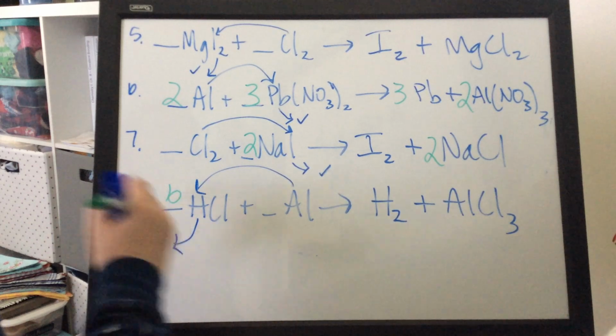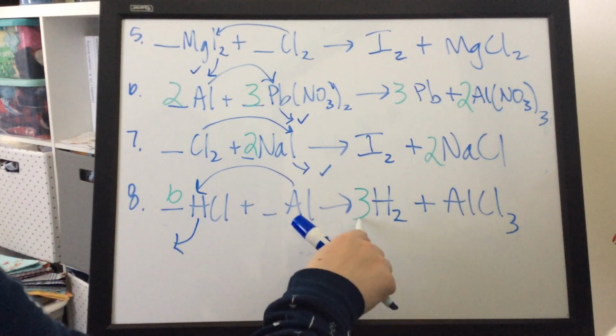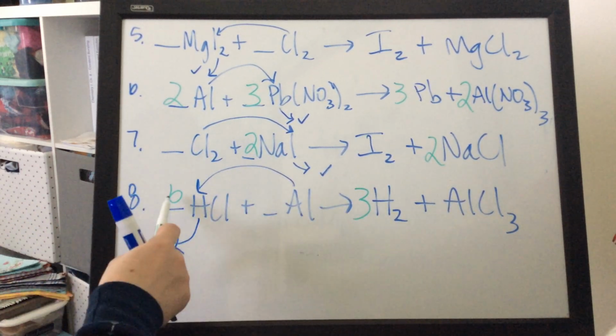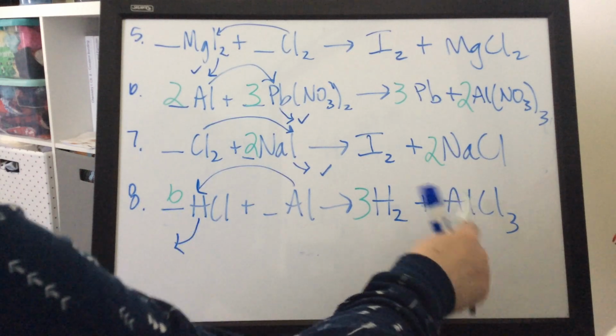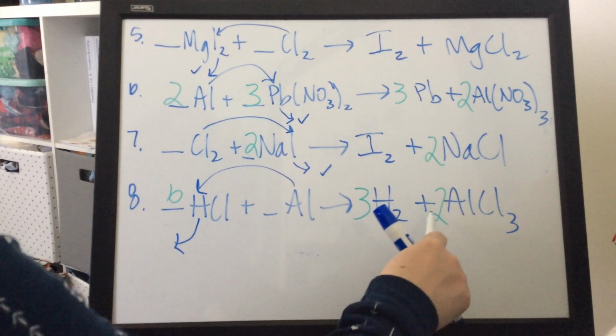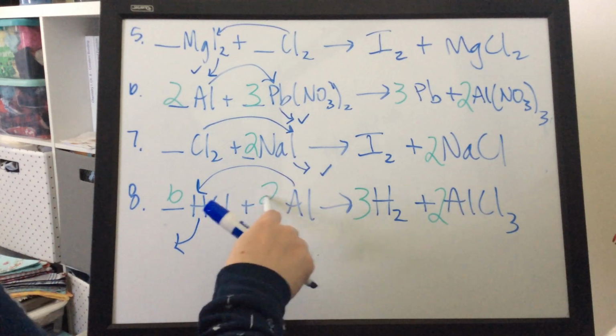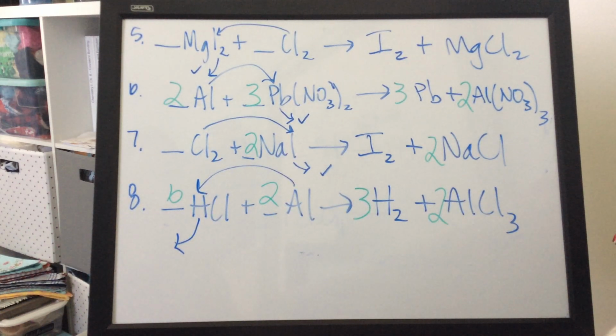So if I put a 6 here and a 3 here, right, that'll give me 6. My H's are good. It gave me 6 chlorines. I have 3, so if I put a 2 there, I have 2 aluminums and 2 aluminums. So there it is. Balanced. And that is single replacement reactions in the activity series. And so when you see a single replacement reaction from now on, you should be asking yourself, can this reaction occur? And the only way I'm going to know if it occurs or not is if I check my activity series.